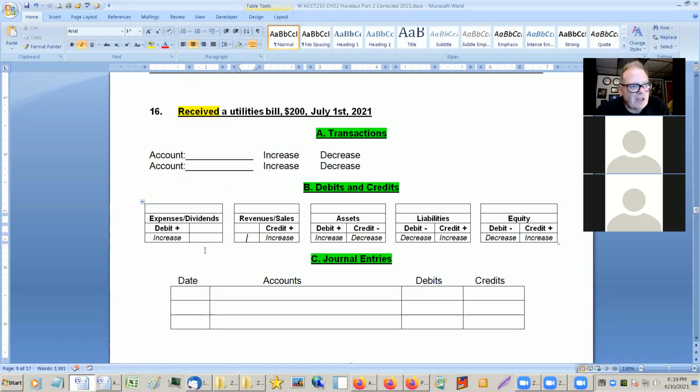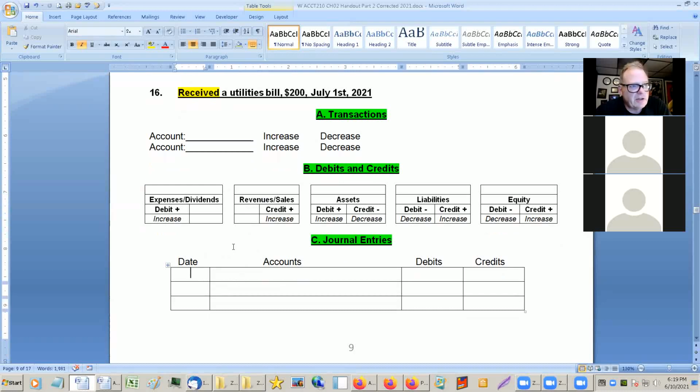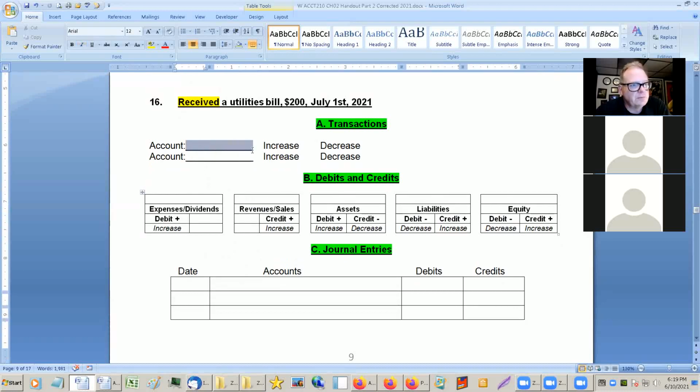Okay. So coming down here, oh wait, the accounts. Now the nice thing about that is if you run into a revenue or an expense, it's real easy. Why? Expenses are always debits. Revenues are always credits. Okay, so we'll just do utilities expense and accounts payable.